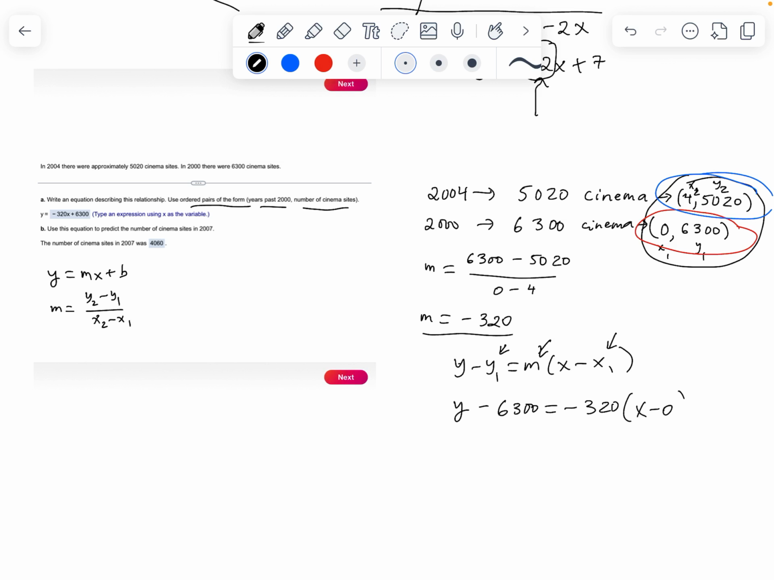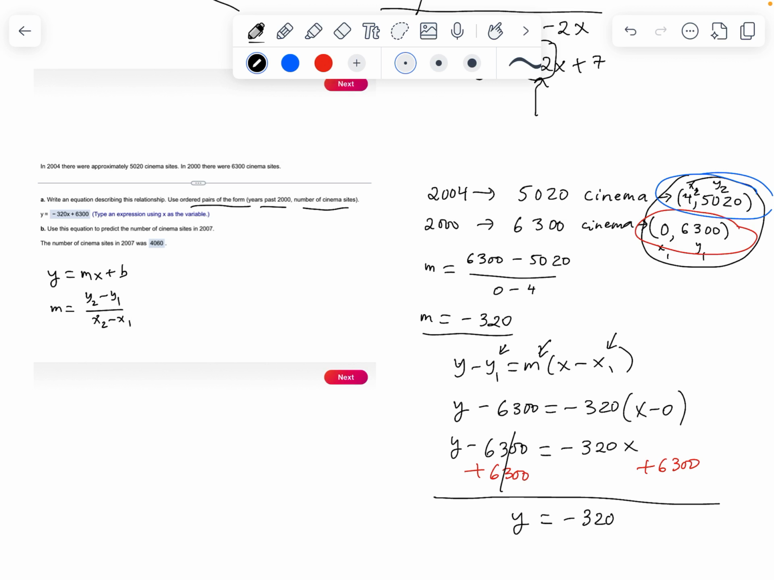x minus x1 here is 0. So it's going to be y minus 6300 equals negative 320x. And I want to leave y alone, so I add 6300 to get rid of the opposite of that number. So I get y equals negative 320x plus 6300. So that is the equation that we have.